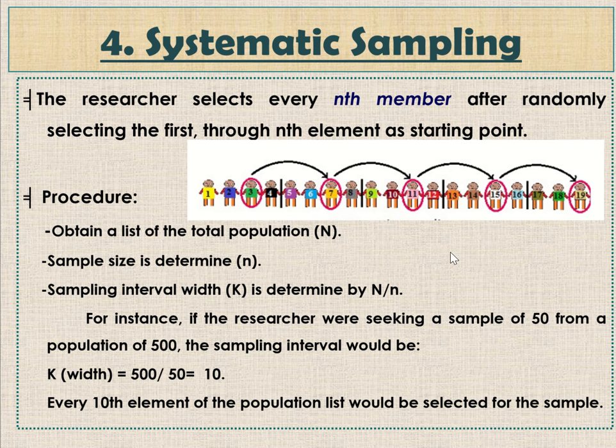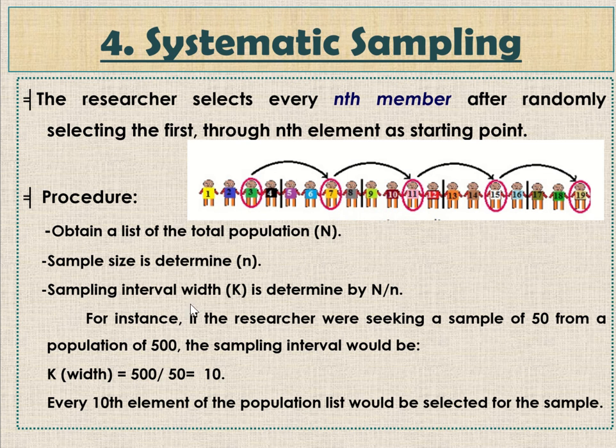The last type of probability sampling is systematic sampling. So systematic sampling is a method of selecting every nth element of a population. Example, every fifth, every eighth, every ninth, or every 11th element until the desired sample size is reached. So ito yung procedure natin. First, you have to obtain a list of the total population represented by capital N or big N. And then, sample size is determined, represented by small n. Tapos, sampling interval width, represented by capital K, is determined by capital N divided by small n, or population divided by the desired sample size.